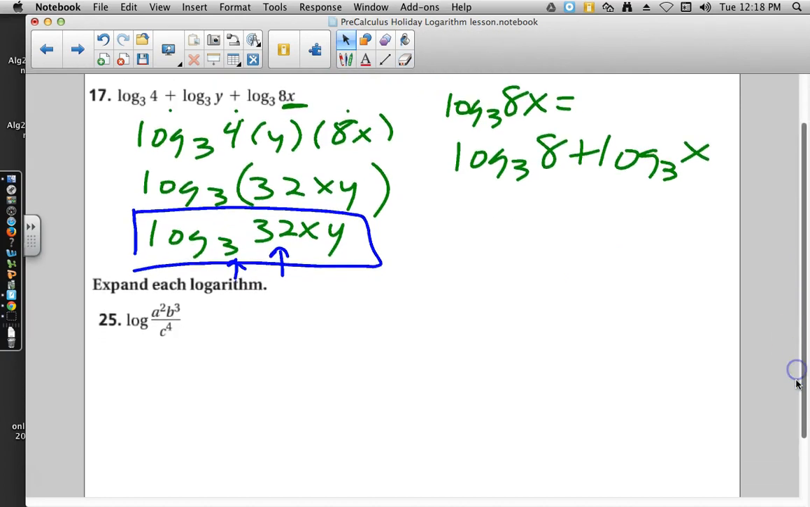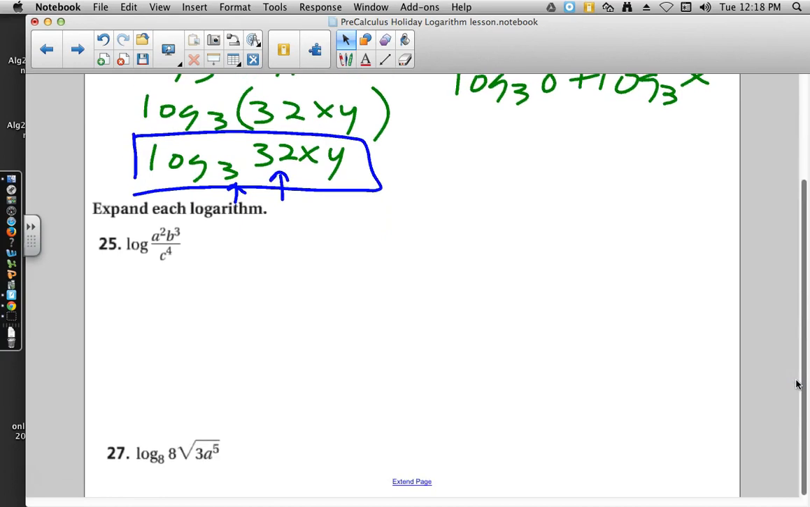All right, so then number 25 here, hidden message. The letter is O. The letter is O for the hidden message for number 25. This one says expand each logarithm. So I'm looking at this problem and I'm thinking, okay, basically I need to check out any multiplication or division first because those are going to change to addition and subtraction. Well, these are being multiplied, so I need to change that to addition, but this is being divided, which means I need to change that to subtraction and separate it.